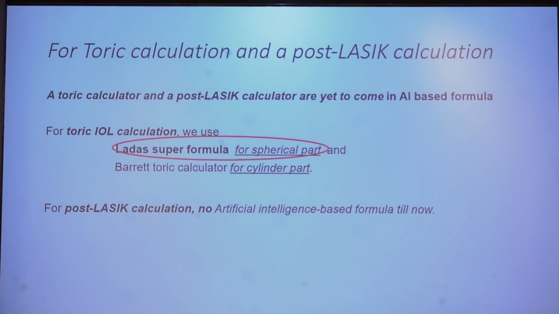For the toric IOLs, it is the Barrett toric calculator, and the cylindrical part is very good. But if we add Ladda's super formula along with the Barrett toric calculator, we get the very correct power if you combine Ladda's super and Barrett toric calculator. For the post-LASIK calculation, no artificial intelligence based formula is still present.